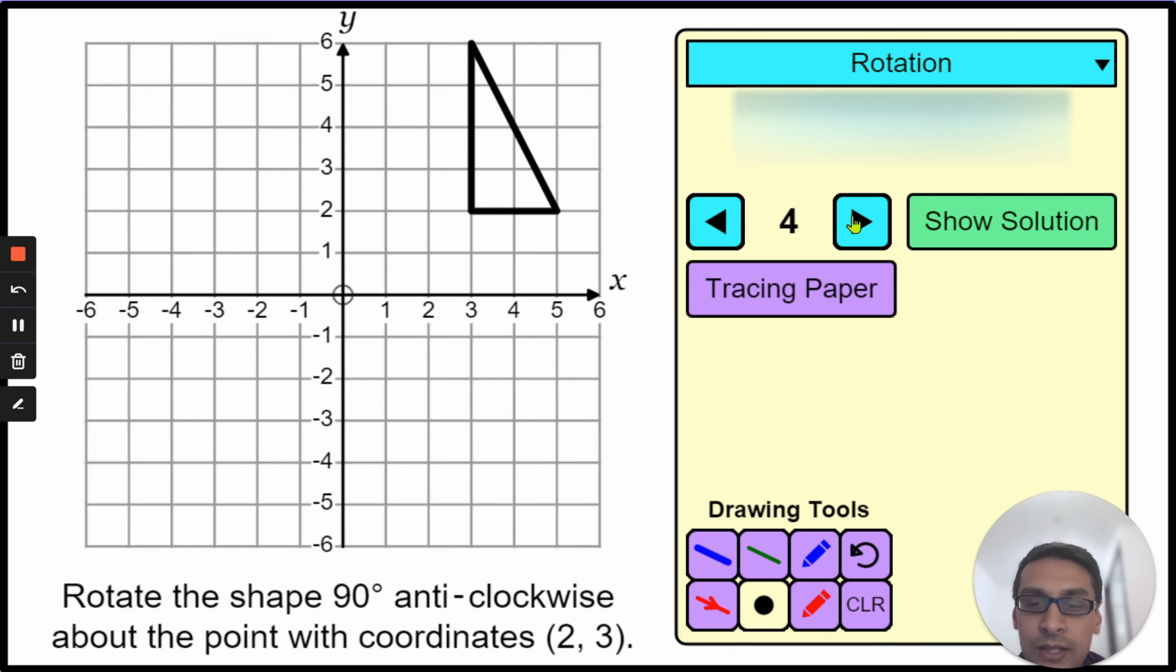Okay, example 4. Rotate the shape 90 degrees anti-clockwise about the point with coordinates 2, 3. So 2 along, 3 up.